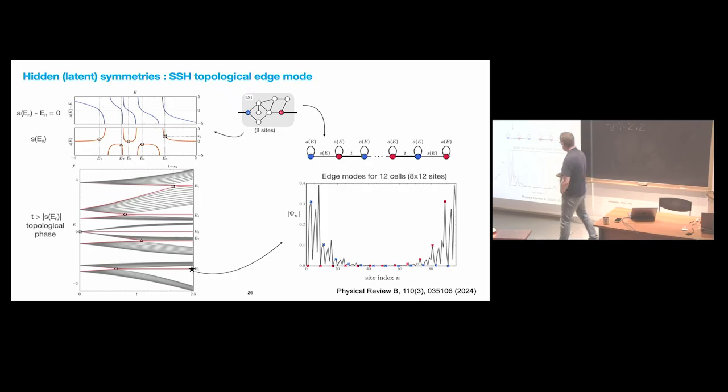So here is an example afterwards of 12 cells. In fact, since in each cell there are 8 sites now, it's a total of 96, and there is an edge wave appearing in this type of chain with latent symmetry.